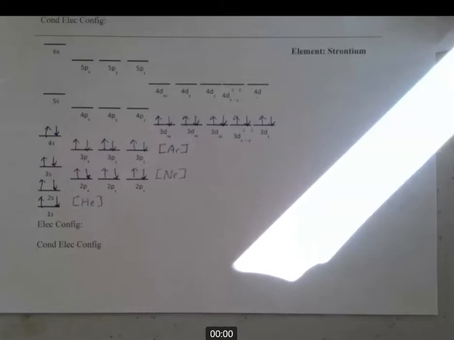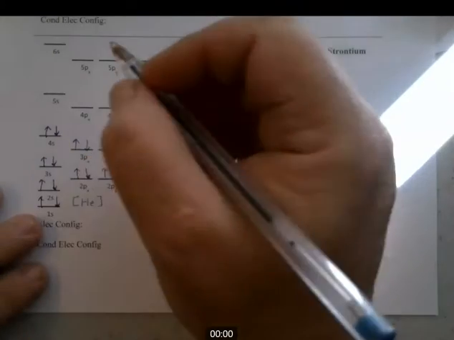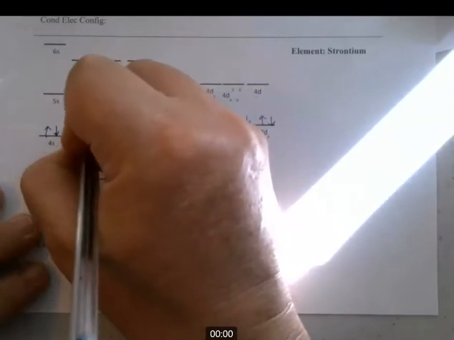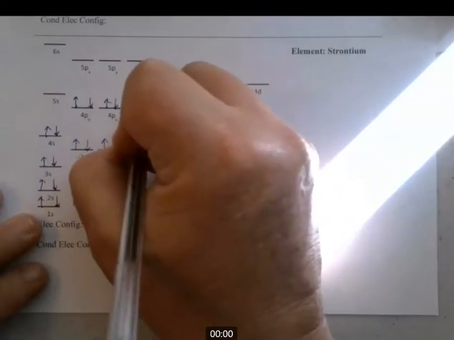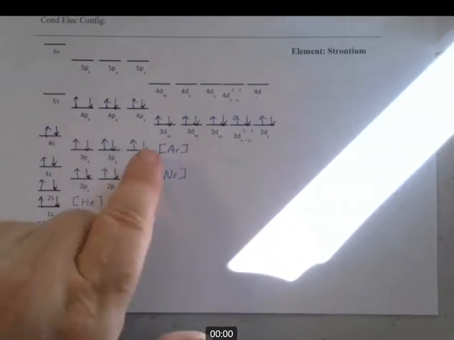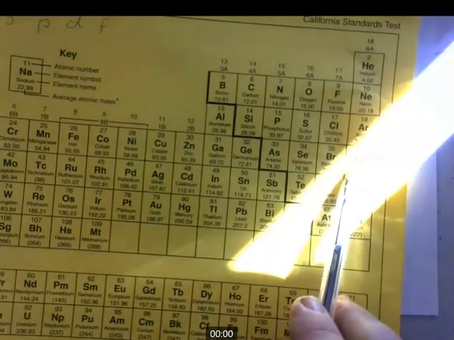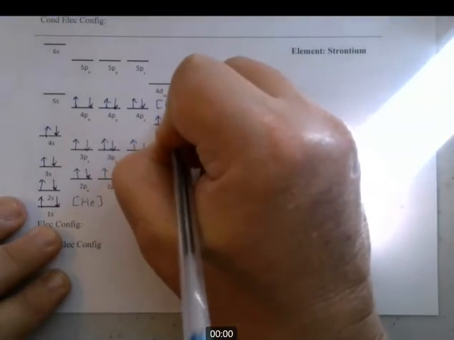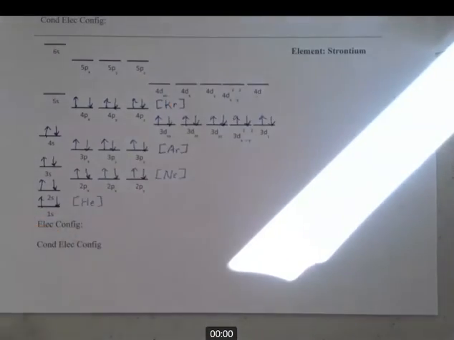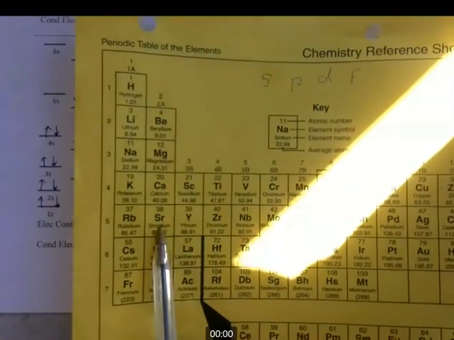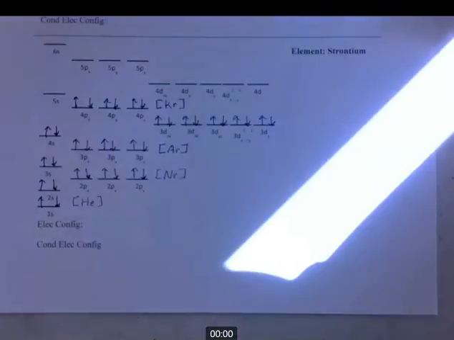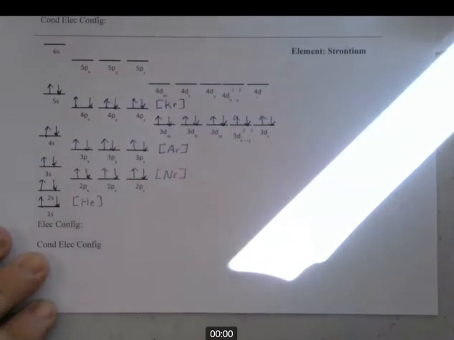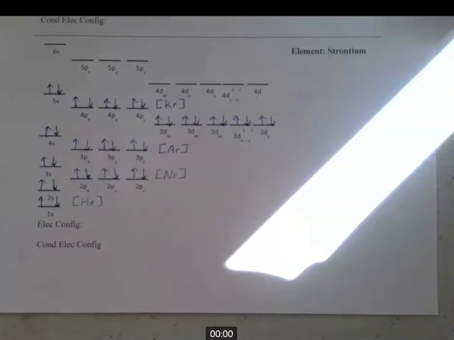All right, so 4p, we're going to fill all of those up. So up, up, up, and then down. So now we have filled up a p subshell. That would be the 4p. That's going to be krypton. And now we're down to where we want to be, which is 5s, which is where strontium is, right there. So it's going to be an up arrow, a down arrow, and that takes care of the diagram for strontium.